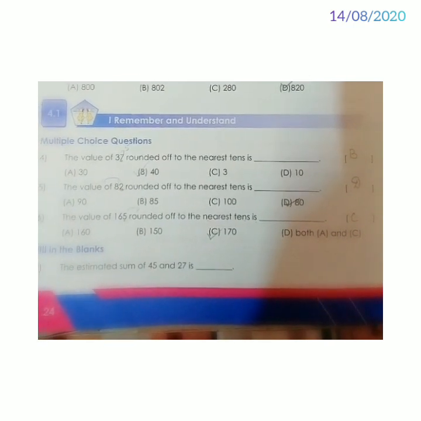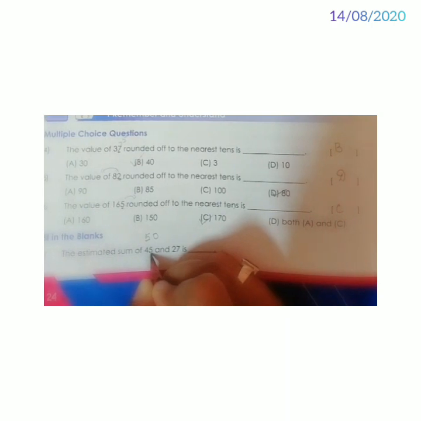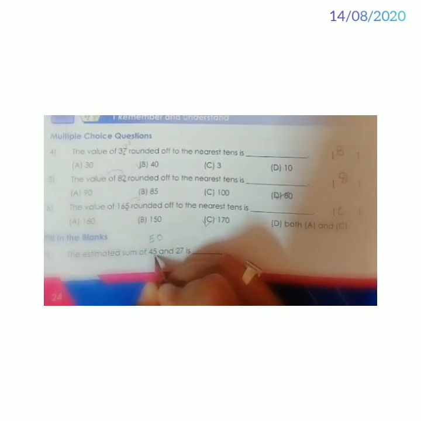Now let's move on to the next question. Question number 7. The estimated sum of 45 and 27 is dash. So dear children, in order to find out the estimated sum of the given two digit numbers, first you have to do what, dear children? You have to round off, isn't it? So when we round off 45 to the nearest 10, we will get 50. Why 50? Because the digit in the ones place is equal to 5.